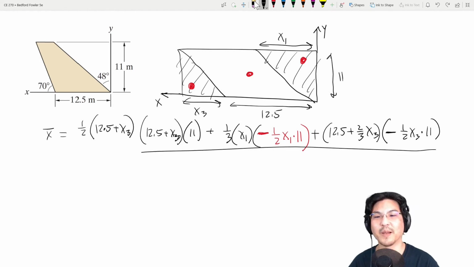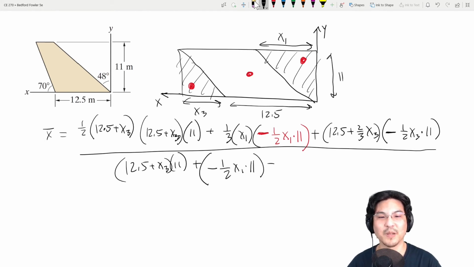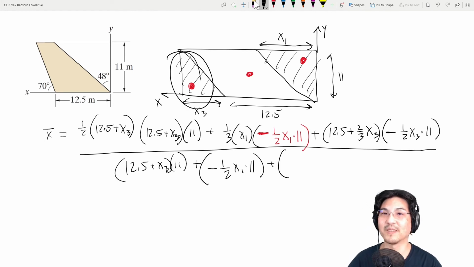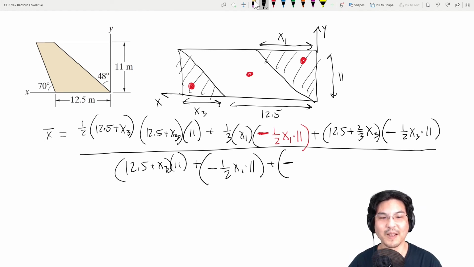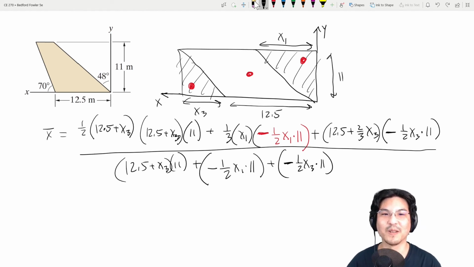Okay, and then divided by the total area. So the rectangle, which is right here, plus this area, which is negative, plus this area, which is negative, because it's a cutout. And there you go. Punch that in the calculator, it's the x component of the centroid.